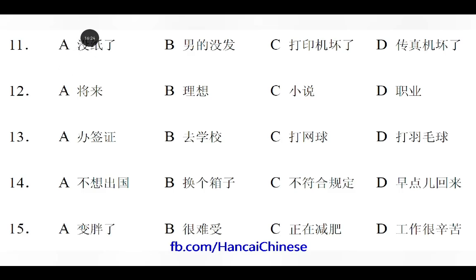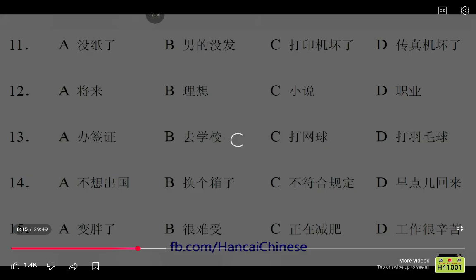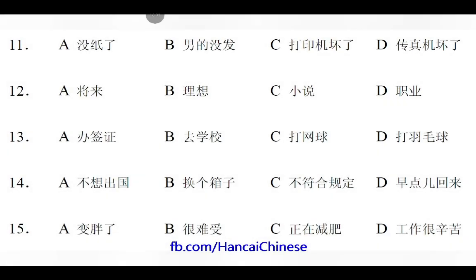没纸了, 没纸了. We listen to exactly the same words in the audio. This is the correct answer. Okay, now within a few seconds, you must not spend so much time on question 11. Within a few seconds you have to decide which one is the correct answer and select it, and then start reading the options of the next question. So what are the options of the next question? The first one is 将来, future. Option B is 理想, ideal. C is 小说, and D is 职业, career or job. Okay, we'll listen for these words in the audio.